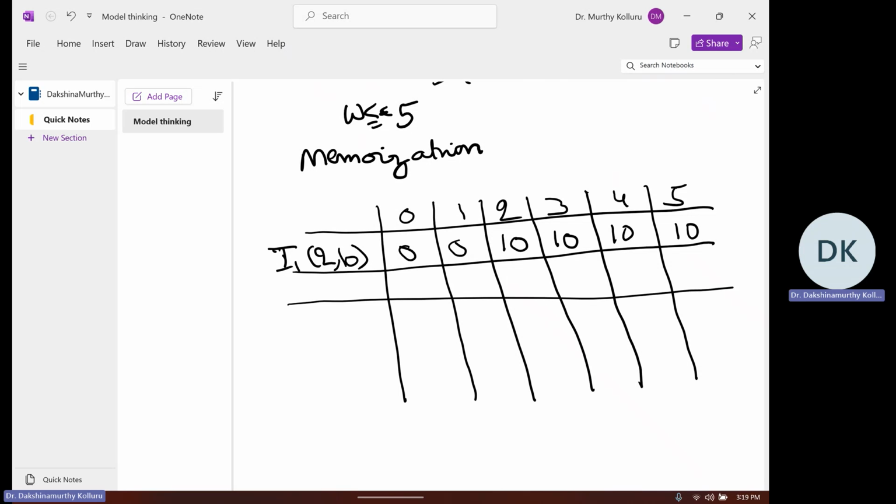Now, if I add item 2, which has a weight of 3 and value of 7, what I do is I will see if I include this, what is the best I can do, and if I don't include this, what is the best. I now have 2 items, item 1 and item 2. There are 2 ways I can go. One is I include item 2 and see what is the value. Two is I don't include item 2 and see what is the value.